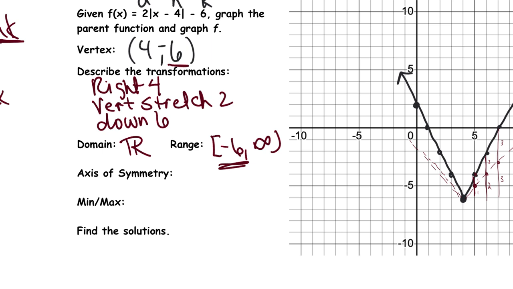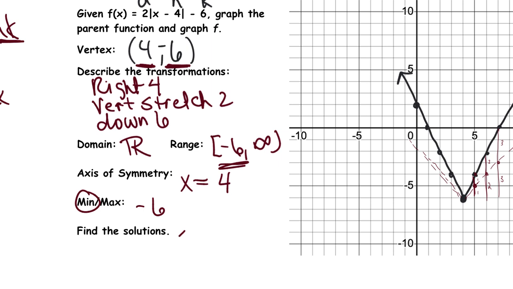Notice that is right there in your vertex. Doesn't mean it's always going to be the first number. It could be the last number, right? If it's going down. Okay. Axis of symmetry. Notice part of your vertex. Min or max? So how low does it go? Notice vertex. Also in your range, right?